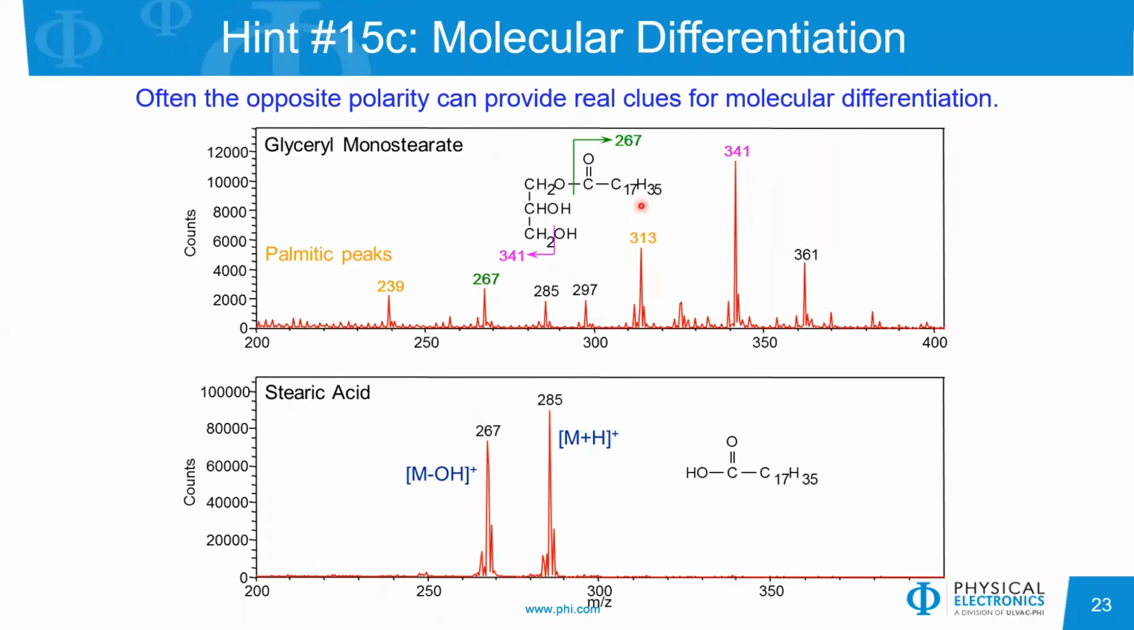But for the glycerol monostearate, we see a very different fragmentation pattern. So this would distinguish between a combination of stearic acid and palmitic acid, and gives us very clear evidence here that we're looking at glycerol monostearate. So digging deeper into the spectral information can give a lot of information and help us choose what we're looking at.